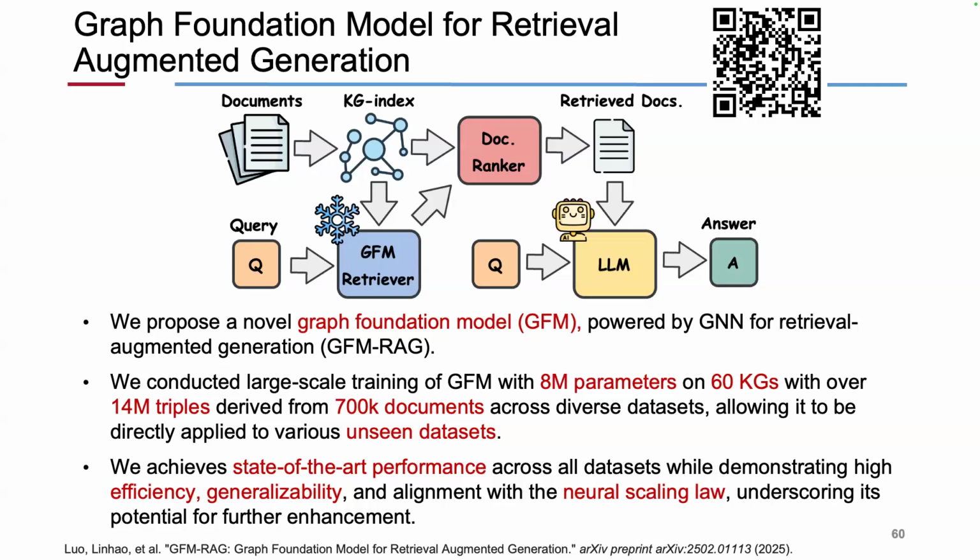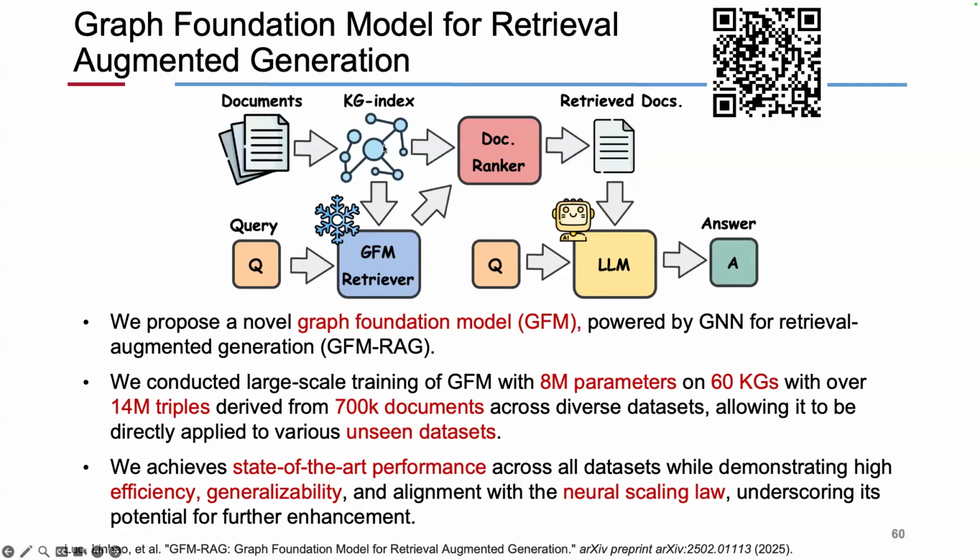After this large amount of training, we have open-sourced an 8 million parameter model that can be directly applied to a new unseen knowledge graph and directly conduct retrieval and reasoning. So you can see here, given a set of documents, we will convert it into a knowledge graph.